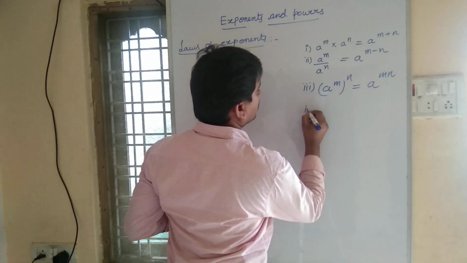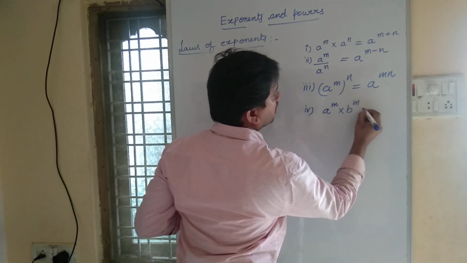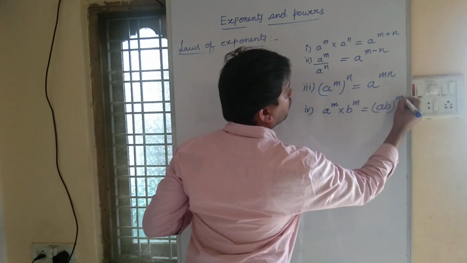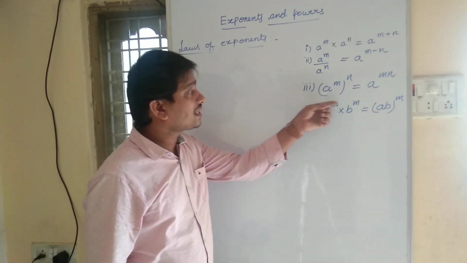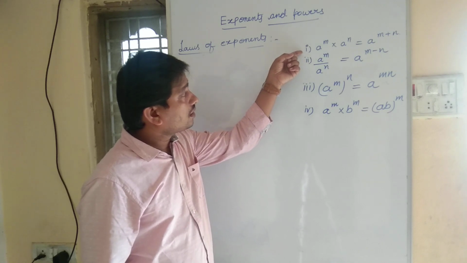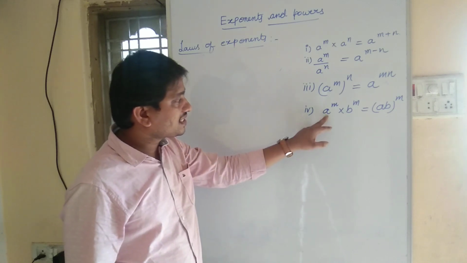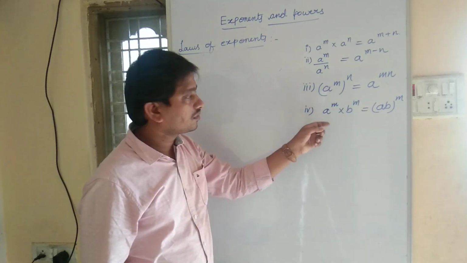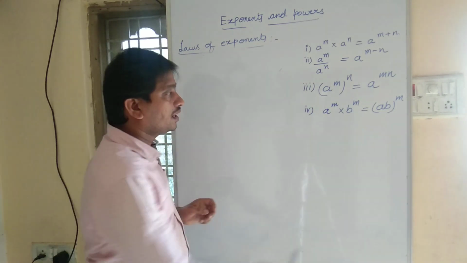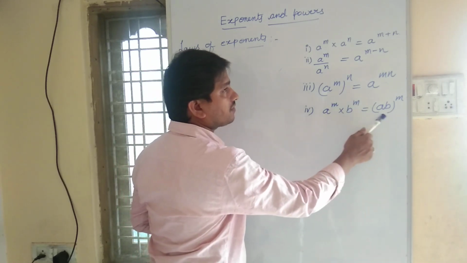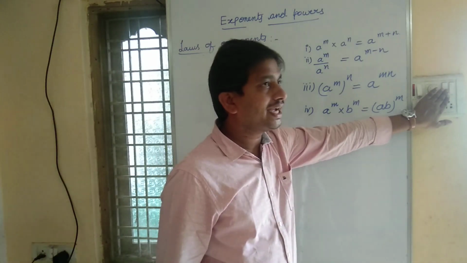Now coming to the fourth law of exponent, a power m into b power m is equal to ab whole to the power m. If you observe here, children, as here powers are equal, in law of exponent 1, as bases are equal, powers should be added. Whereas in this case, as powers are equal, what we have to do? Bases should be multiplied, right? A power m into b power m is equal to ab whole to the power m.